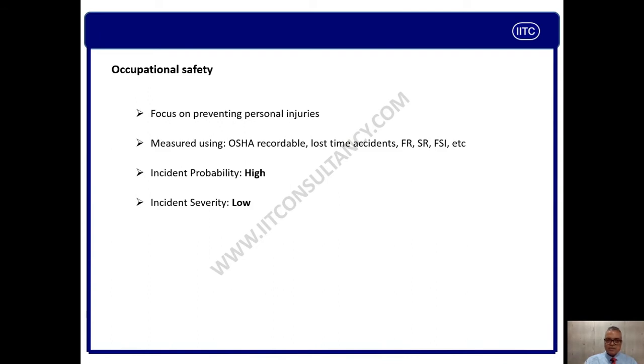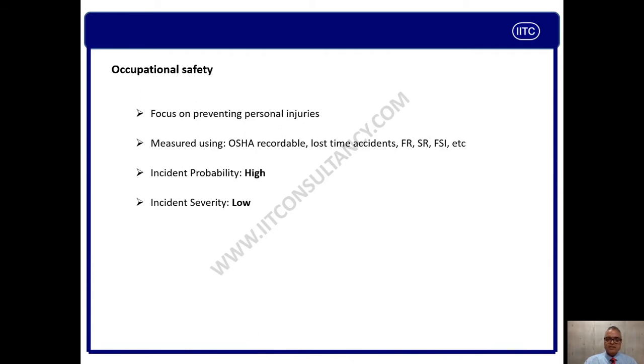This occupational safety can be measured as per the OSHA standard in LTI, lost time injuries or lost time accidents. FR means frequency rate, SR means severity rate, FSI means frequency severity index, etc. Normally, occupational accidents are high in probability. They are always in high numbers, that means accident frequencies are more, but severities compared to process safety are low.